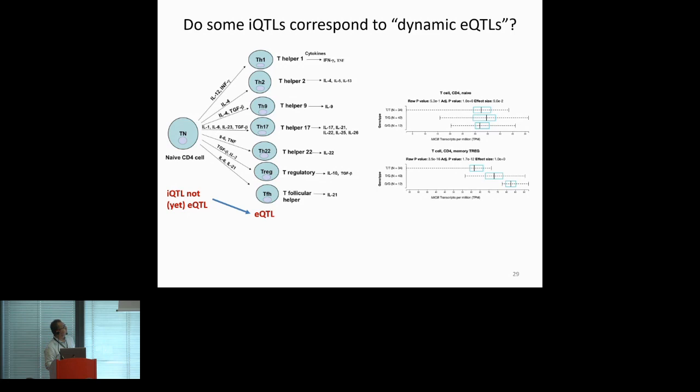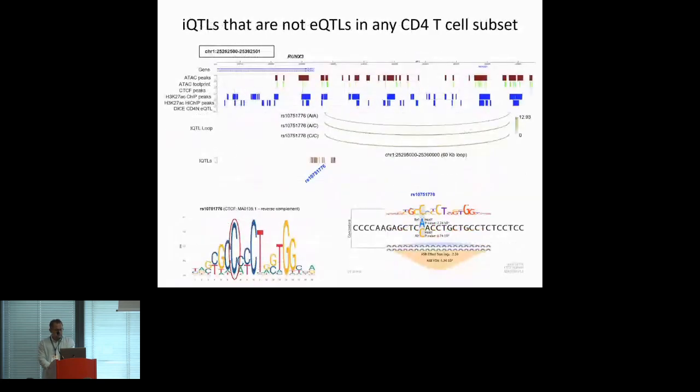And as you can see, in maybe CD4 naive cells you have a flat expression pattern, whereas you have a very strong expression dependence on genotype later. We have found about 500 such loops and 1,200 such SNPs, and a third of them overlap with regulatory peaks. So we have some other examples of it, and then we have examples where we have IQTLs that are not EQTLs in any CD4 T cell subset, so likely suggesting that they may have different mechanisms.